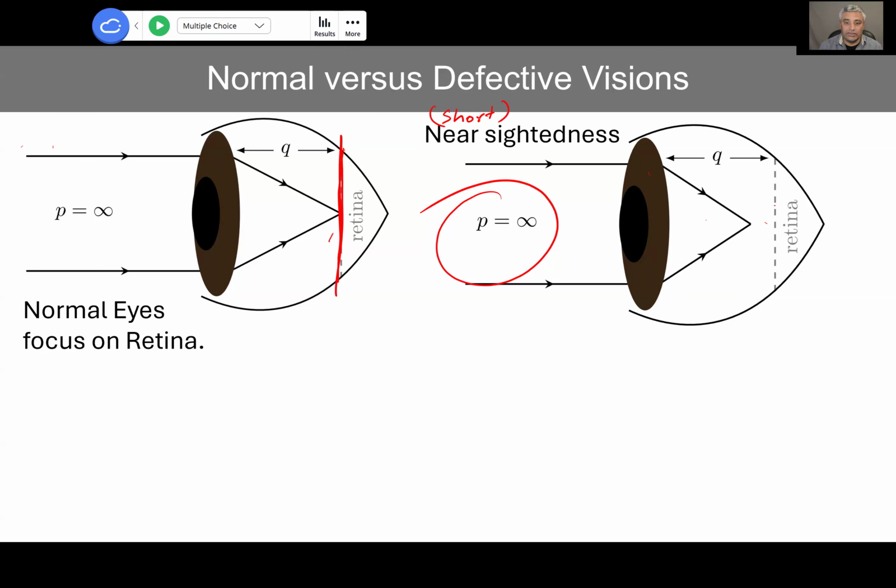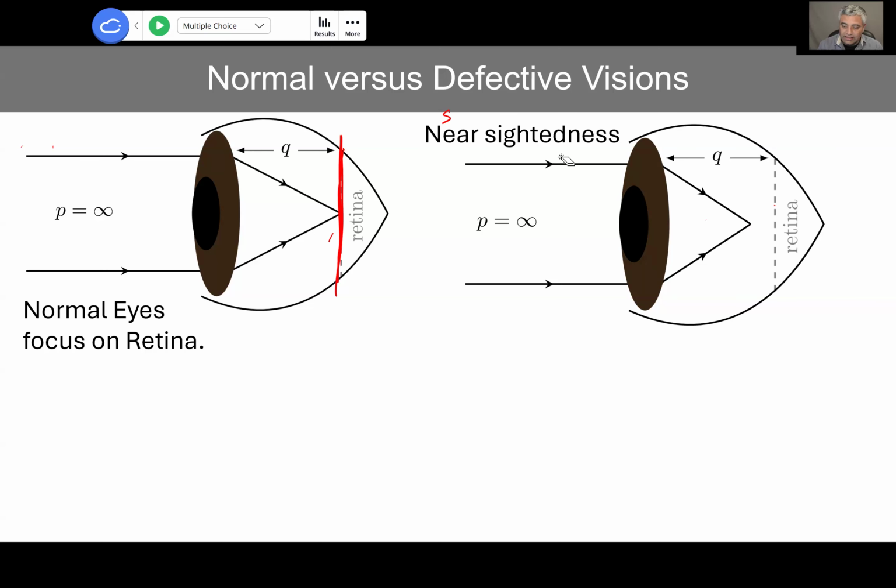Short-sightedness, or nearsightedness. So what happens in this case? When the object is far, the eye cannot focus the parallel rays of light coming from that distant object onto the retina. It focuses ahead of the retina, before the light reaches the retina. So that means the lens must have gotten thicker, or your eyeball maybe gets elongated and the retina goes farther behind, so it cannot bring the focus all the way there.